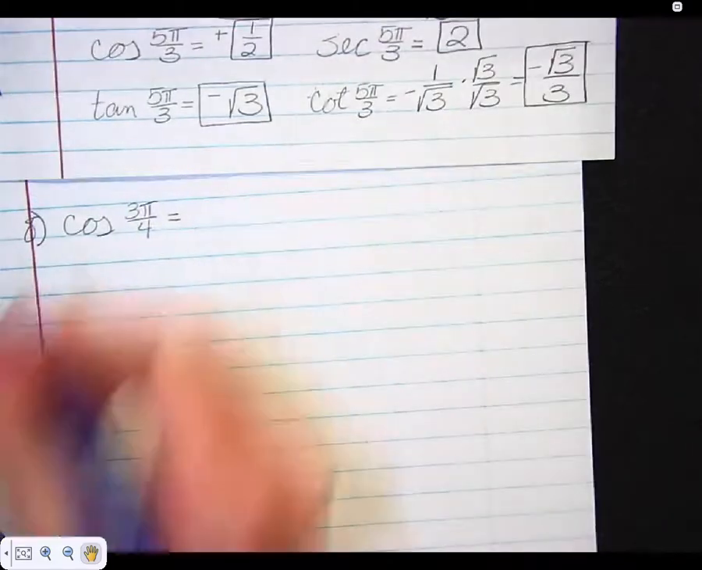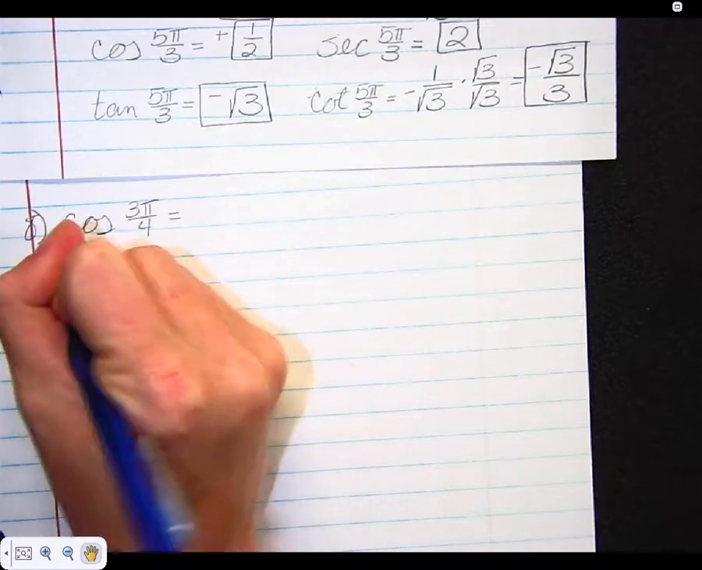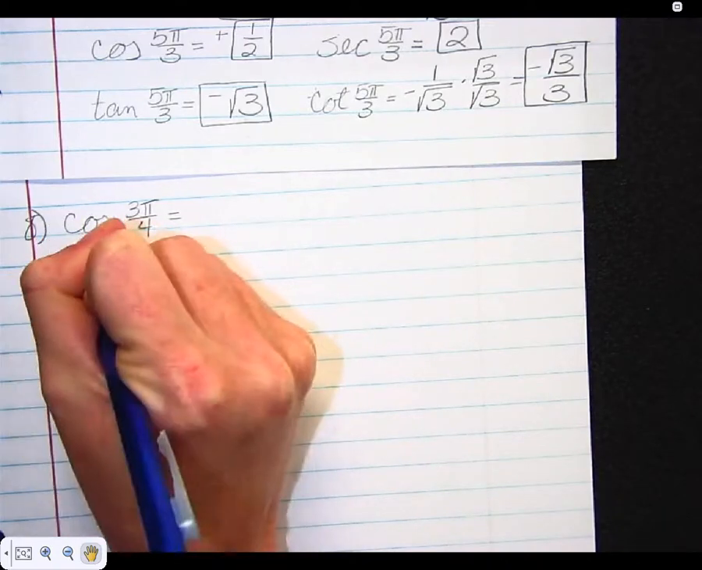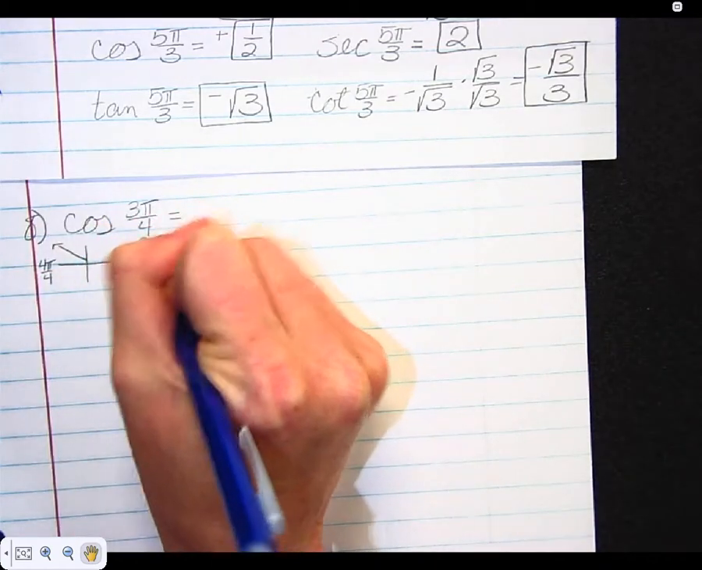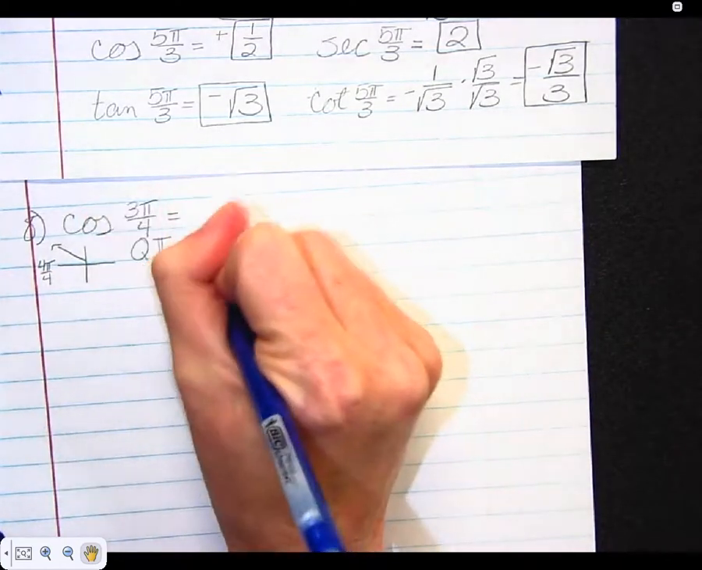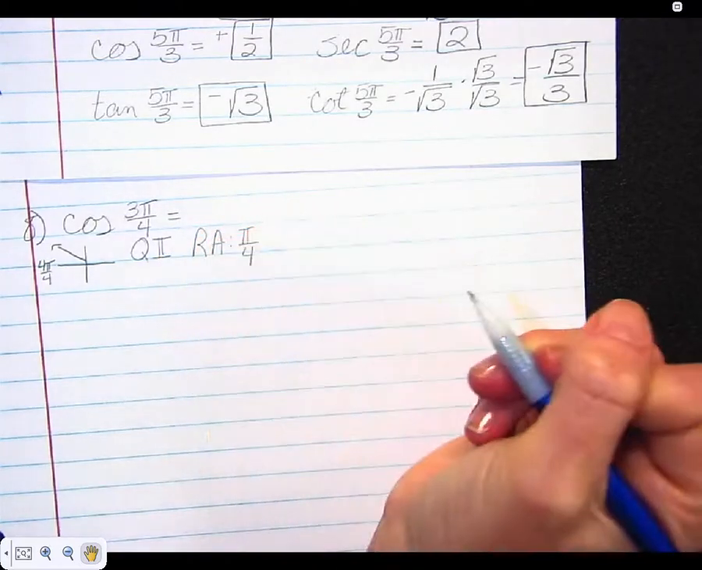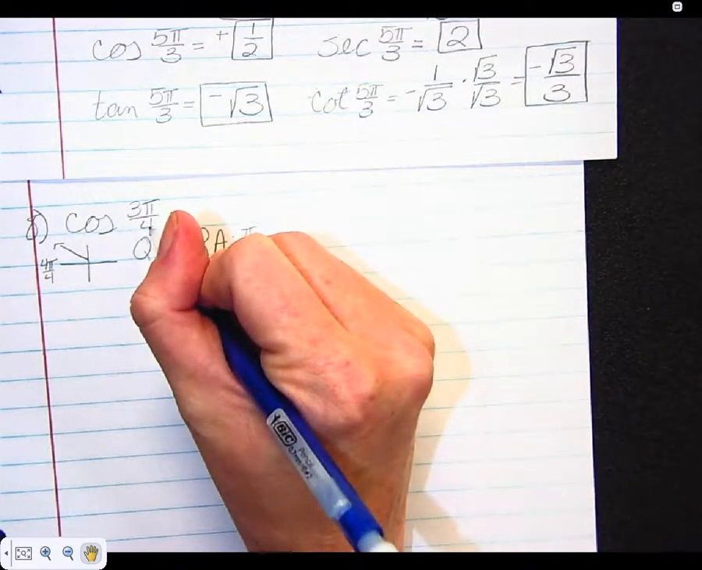All right, so let's do a little work with this. I know 3 pi over 4 is in the second quadrant. This is 1 pi right here, or 4 pi over 4. So 3 pi over 4 is just going to be right here in the second quadrant. And I'm working with a reference angle of pi over 4. So remember, your reference angle is just going to be 1 pi over that denominator that you're given right there.